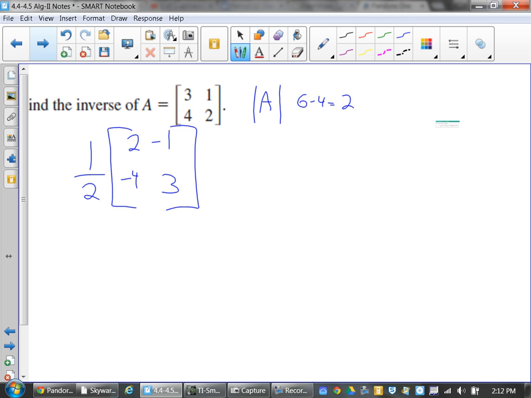Switch the chute, change the ladder. Switch the chute, change. We're getting it. We're not done yet. We're finding the inverse. Now the last step here is to just distribute into the matrix, because this is now just a scalar multiple. So you wind up with 1, -1/2, -2, and 3/2. So the inverse matrix would be that.